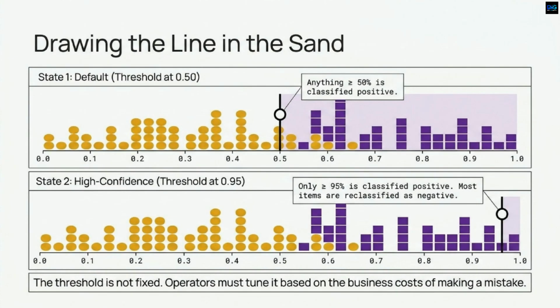Choosing a classification threshold is a critical business decision. A default of 0.5 is common, but you can tune this to be more cautious or more aggressive, depending on the costs of different mistakes. The model stays the same, but the decisions it makes change based on where we draw the line.